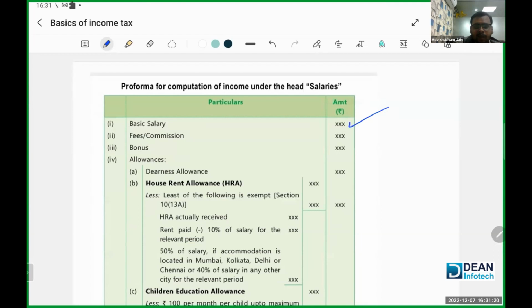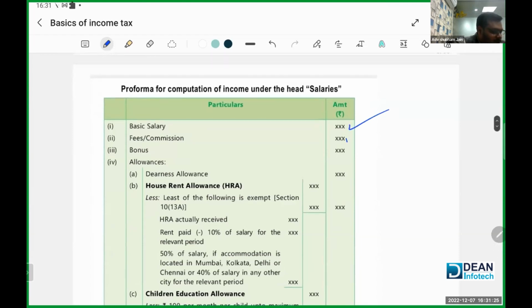Whatever the basic salary that you are getting is being written. Then the second step is fees or commission. If you are getting any commissions, that is being added into it. The third is any kind of bonus if your company is giving, is being added into it. Now the fourth is allowances. There are different kinds of allowances. You all must be familiar with it.